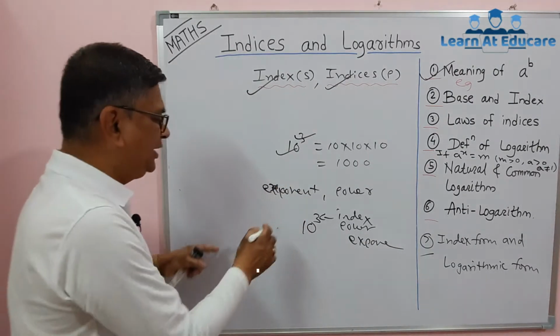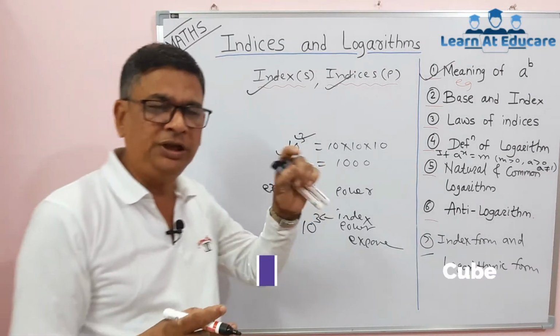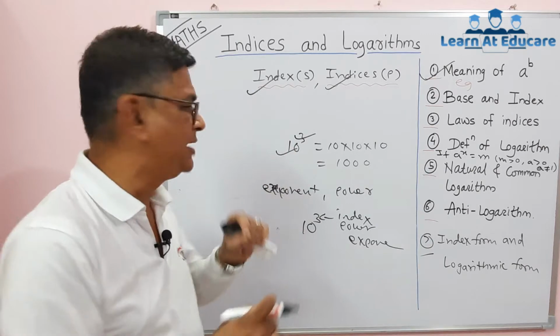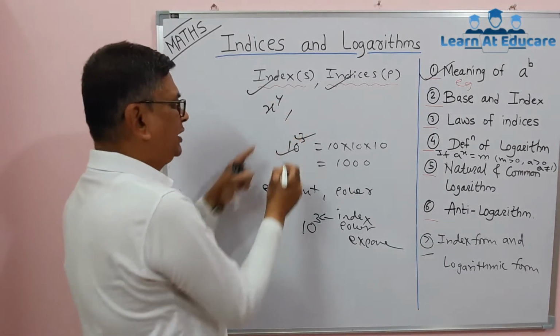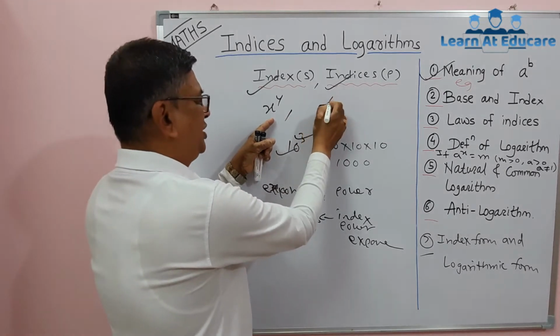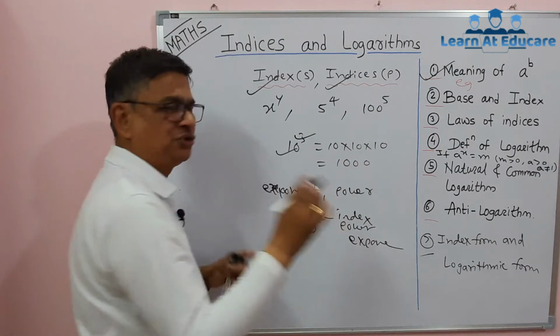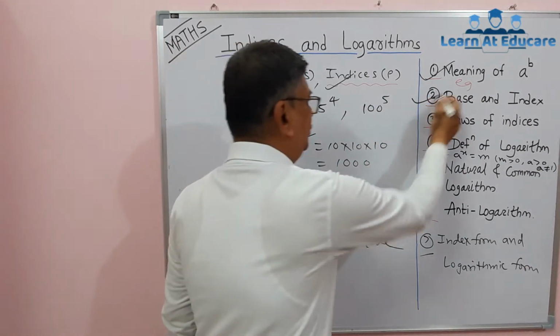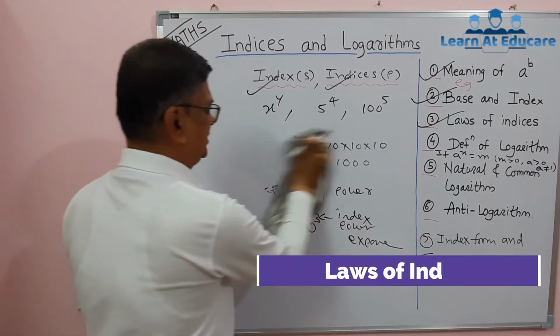Square and cube are the special indices. Beyond that, it is read simply as that number as the index. For example, in general x raised to y. In particular examples, 5 raised to 4, 100 raised to 5, and so on. Now you know about base and index. Next is about laws of indices.